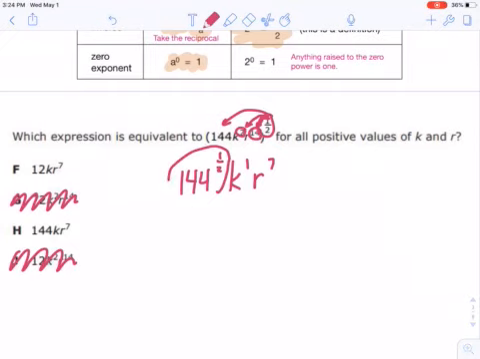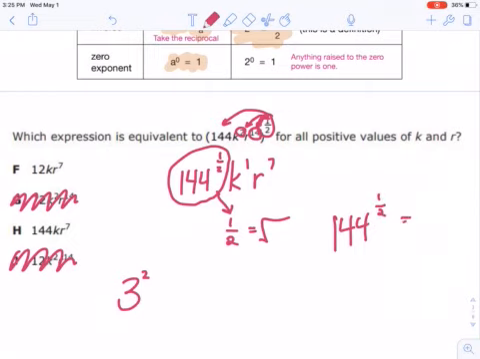Now, 144 to the 1/2 power, that does not mean 144 times a half, right? In the same way that 3 squared is not 3 times 2, 144 to the half is not 144 times a half. What it actually means is square root. Now, we did not talk about that in class, but your calculator would tell you that. If you typed in your calculator 144 to the 1/2 power and pressed enter, it would tell you that it is 12. So the answer here is F.